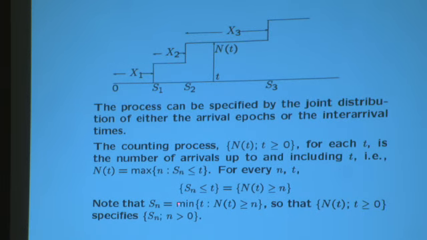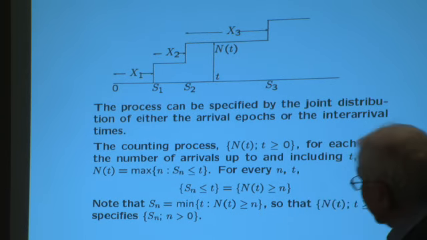S sub n is the minimum of the set of t such that N of t is greater than or equal to n. Sounds like an unpleasantly complicated expression. If any of you can find a simpler way to say it than that, I would be absolutely delighted to hear it, but I don't think there is. I think the simpler way to say it is this picture here, and the picture says it. You can sort of figure out all those logical statements from the picture, which is intuitively a lot clearer, I think.